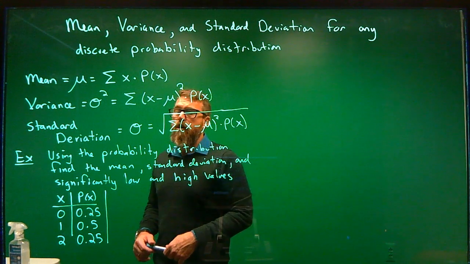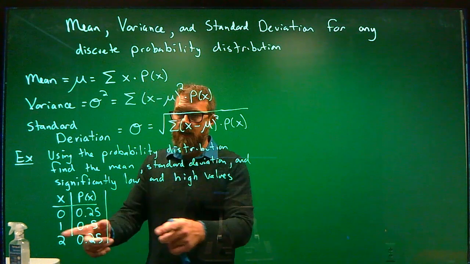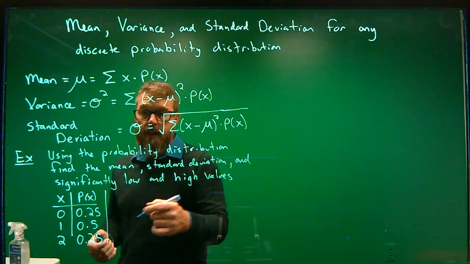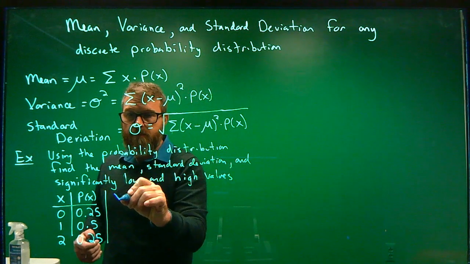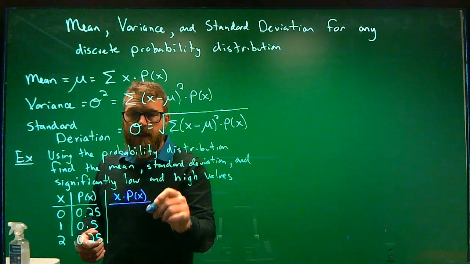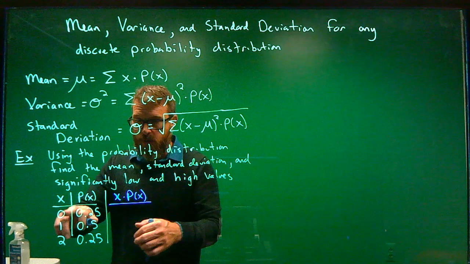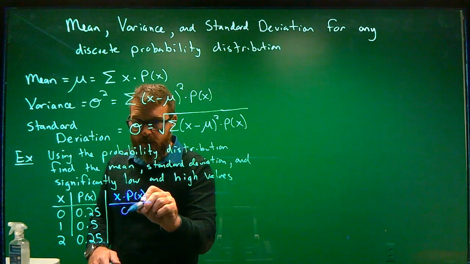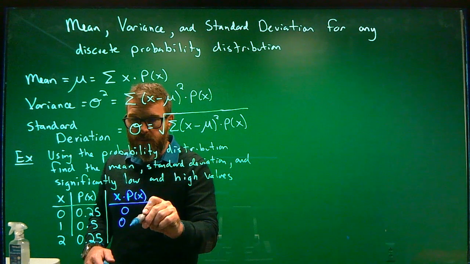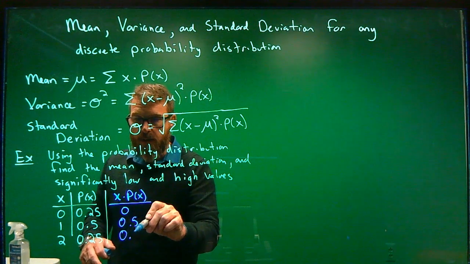In order to find the mean, I have to do the sum of x times p of x. So I just build out this probability distribution table, and then I find a column that is x times p of x, and then eventually I'm going to take the sum of this column. I multiply the first row, x times p of x, which is 0 times 0.25, which is 0. 1 times 0.5 is going to be 0.5. And then 2 times 0.25 is also going to be equal to 0.5.